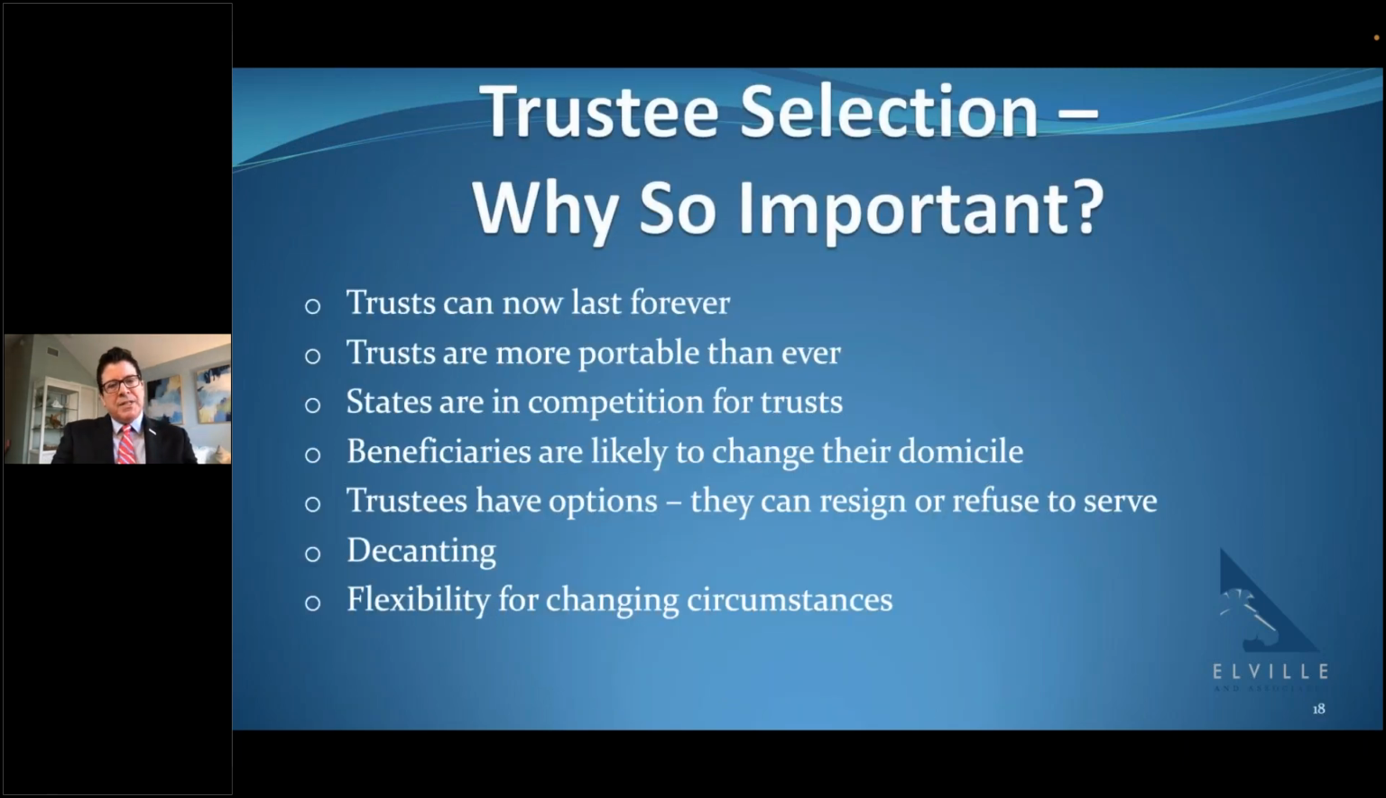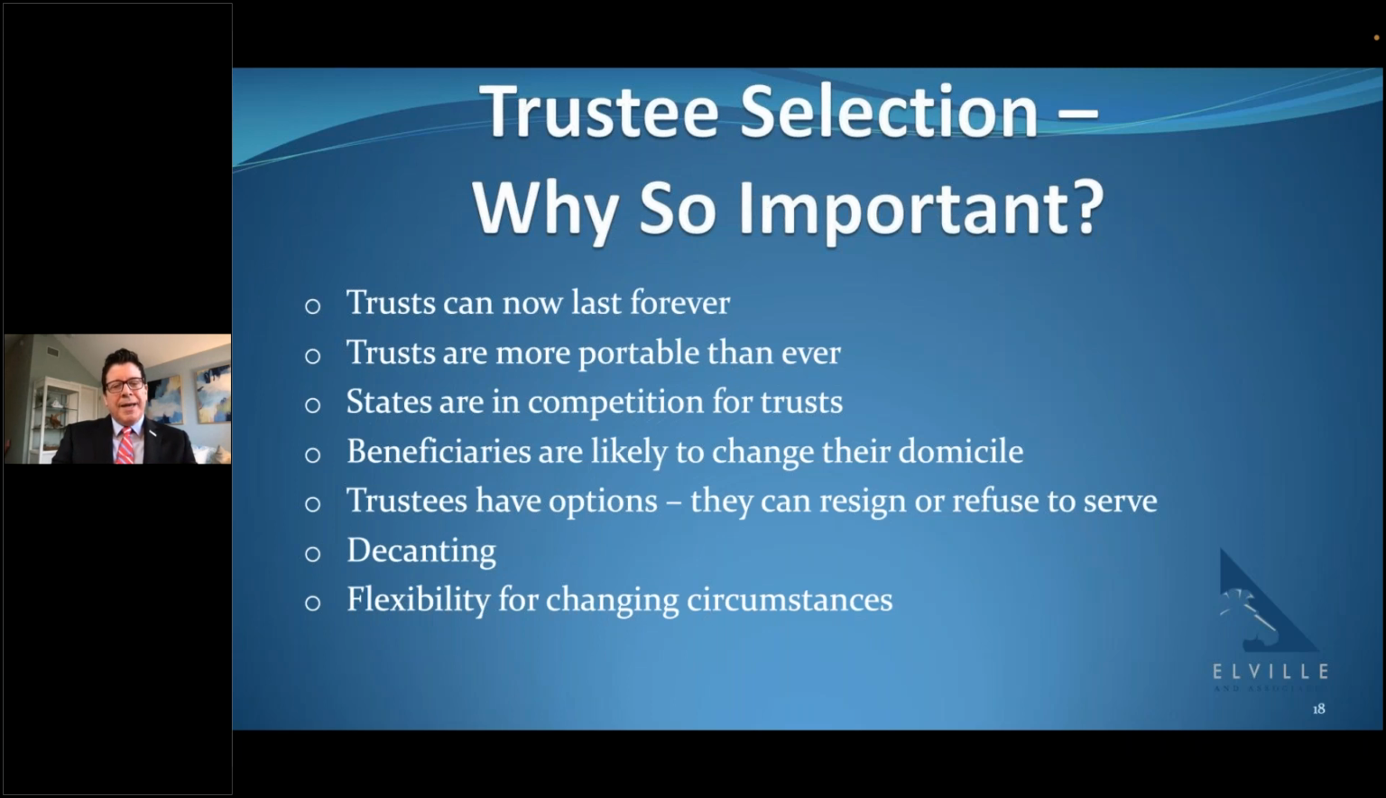So why is the trustee selection process so important? Well, let's talk about this. Trust can last forever now. So there used to be something called the rule against perpetuities in the Old English law, that trust could not last more than a certain period of time. And why was that? Because the government did not want people to accumulate dynasties. Well, this has been largely abolished in most states. It's been abolished in Maryland since the early 2000s. Trust can now last forever. So forever is a long time.